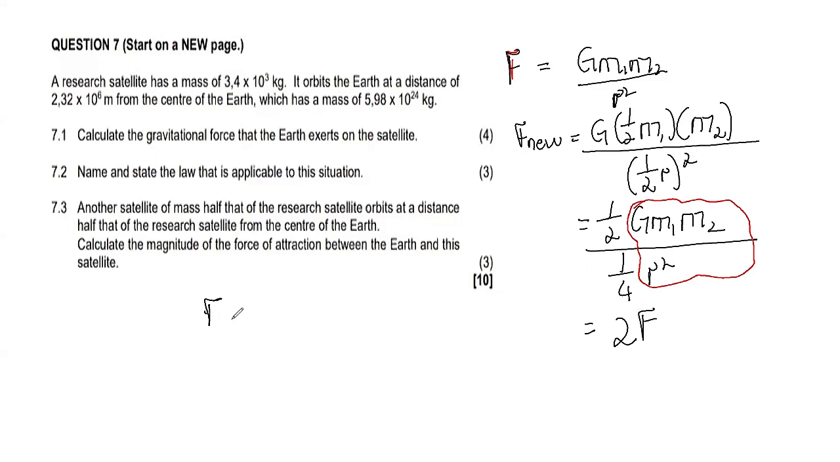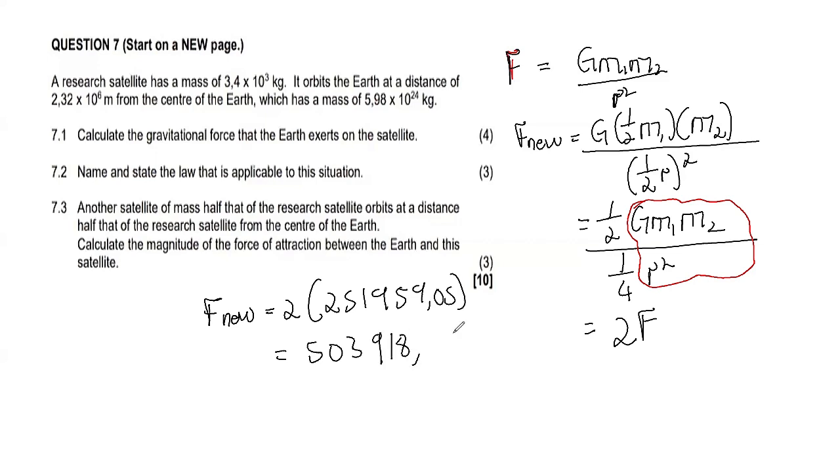And then therefore, to calculate our F nu, we'll say 2 multiplied by the value that we got from the previous question, which was 251,959.05, right? If we multiply by that, we will find our new force of attraction or gravitational force, which will be twice the one that we calculated before. So let's quickly punch that into our calculator. 503,918.1 newtons. That's how you were supposed to do that.